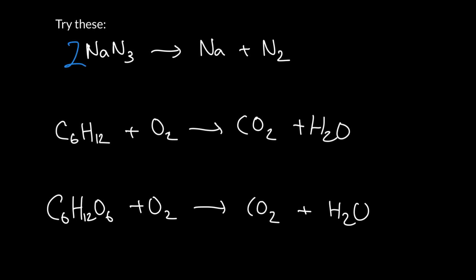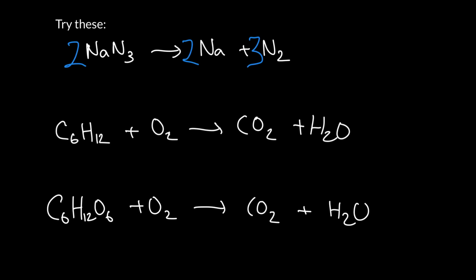And we can get that by putting a 2 here or a 3 here. So that's kind of hard to balance by trial and error, I would say. Although you can, you might just want to look for those common factors between the two. And of course, now there's 2 sodiums on the left, so to get 2 on the right, we put a 2 there. So that is the first chemical reaction.